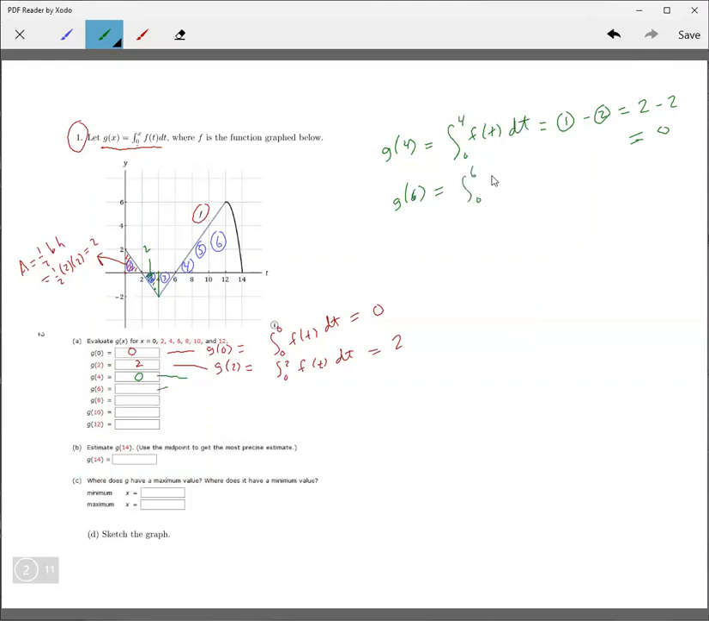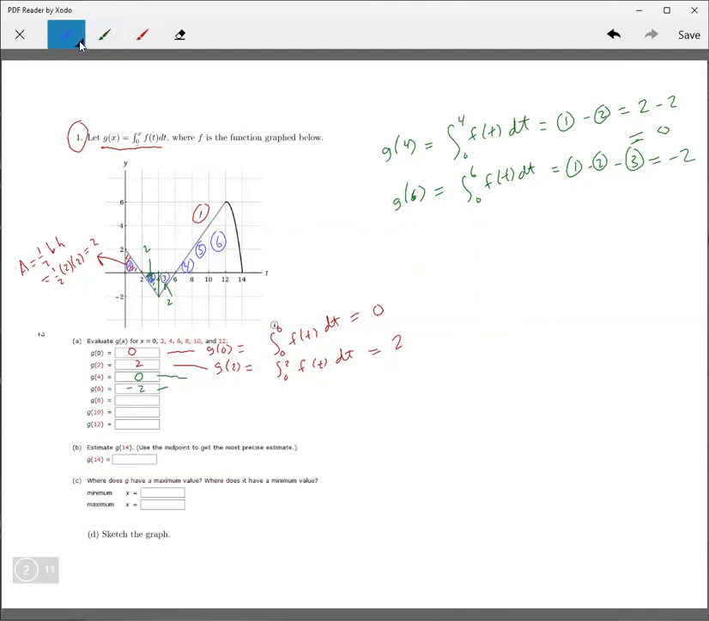That's going to be an integral from 0 to 6 of f of t dt. So that'll be 1 minus 2 plus, or let's see, minus 3. This area right here. And this is also going to be 2. So that's going to be negative 2. Okay.